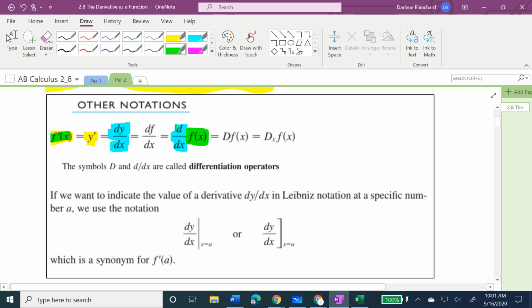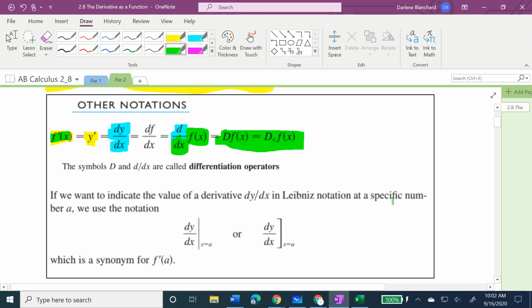But know that when you see just the D on top with nothing next to it, it is saying you need to take action on what comes after me, and you are going to take the derivative of it with respect to the variable x. I'm not going to be using these notations a whole lot. I've seen them more in multivariable calculus. But we're mostly going to be using these guys in here.